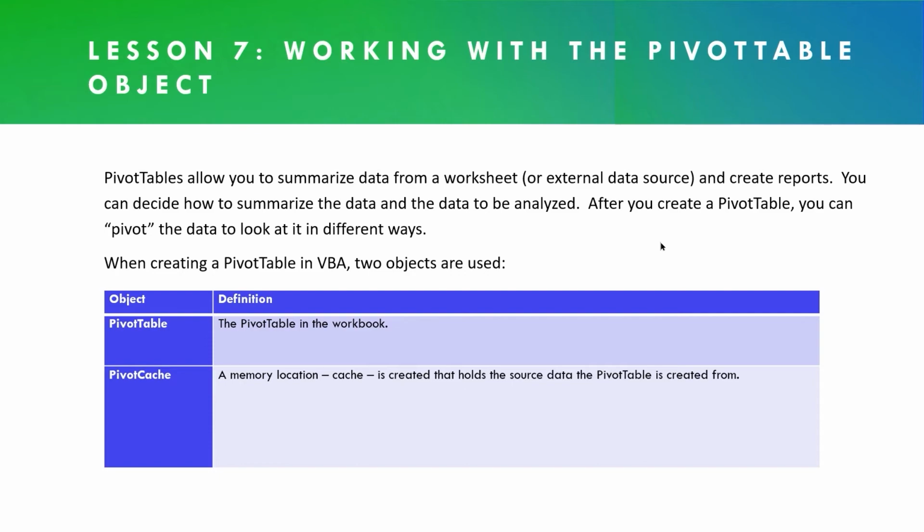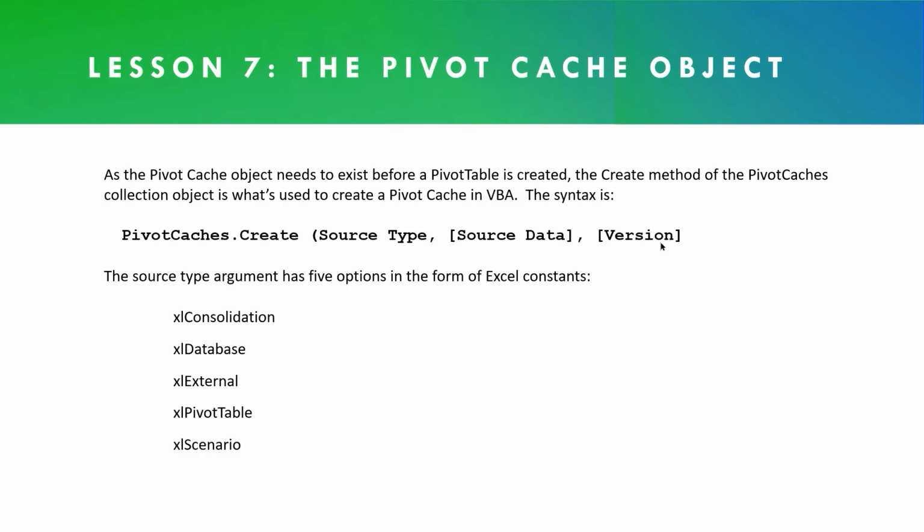When you're creating a pivot table in VBA, two separate objects are used. The pivot table object, which is the pivot table in the workbook, and the pivot cache object, which is a memory location that's created, and it holds the source data the pivot table is created from. When you're doing this in Visual Basic, the pivot cache object needs to exist before a pivot table is created. So you use what's known as the create method of the pivot cache's collection object to create that pivot cache in VBA.